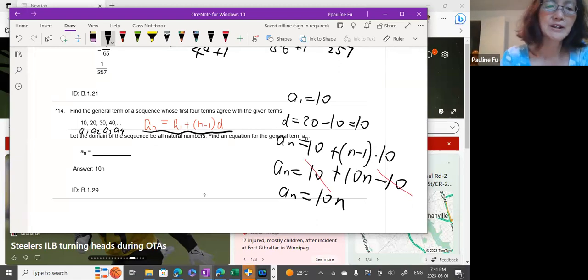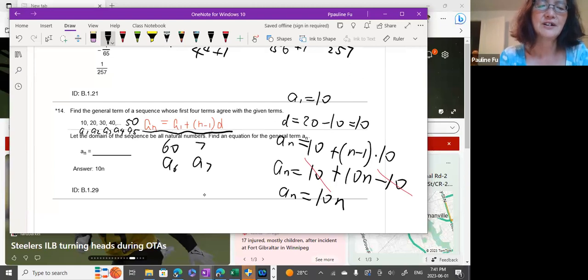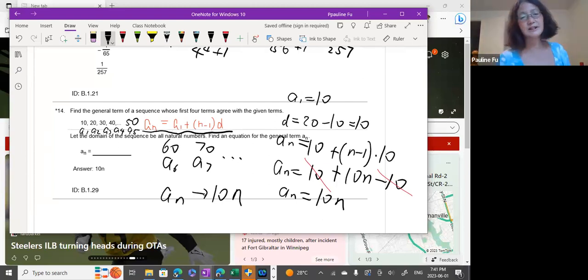Method 2, direct observation. If A1 is 10, A2 is 20, A3 is 30, A4 is 40, A5 is 50, A6 is 60, A7 is 70. If this is the pattern, then AN must be 10N. This is by direct observation. Okay, questions?